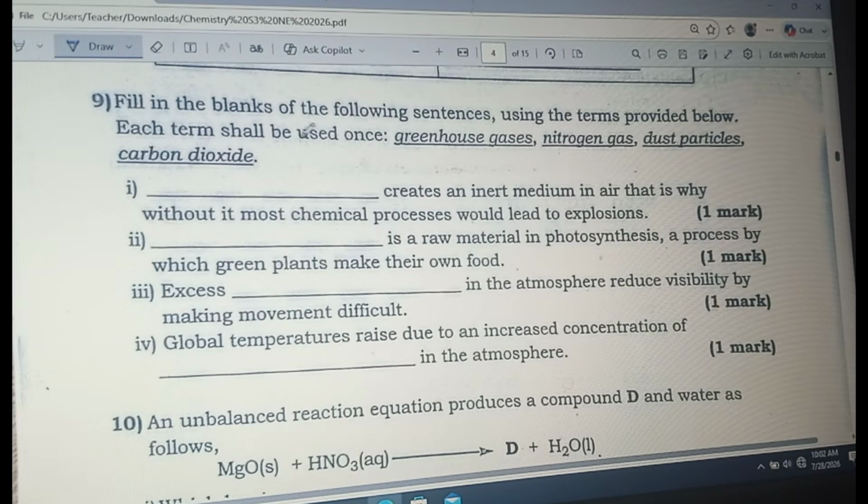Question 9, fill in the blanks of the following sentences using the terms provided below. Each term shall be used once. Greenhouse gas, nitrogen gas, dust particles, and carbon dioxide. 1, dash dash creates an inert medium in air, that is why without it most chemical processes would lead to explosion. What is this? Okay. This is nitrogen gas.